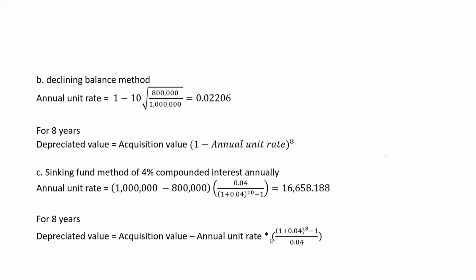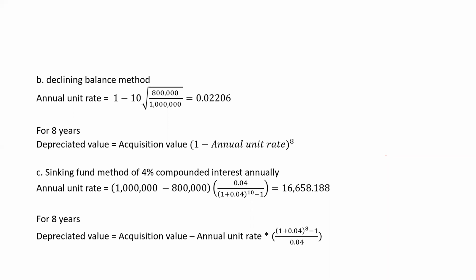Now, what am I doing? After getting the annual unit rate from the formula using the number of useful life, for you now to get depreciated value, you go back to the formula and make scrap value the subject of formula. So the scrap value there is the depreciated value.